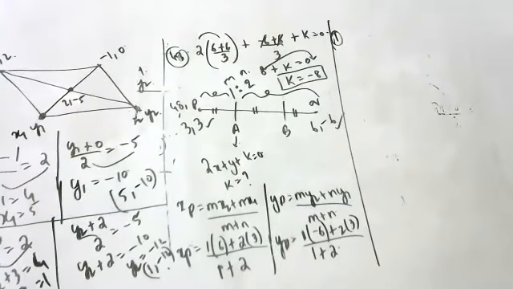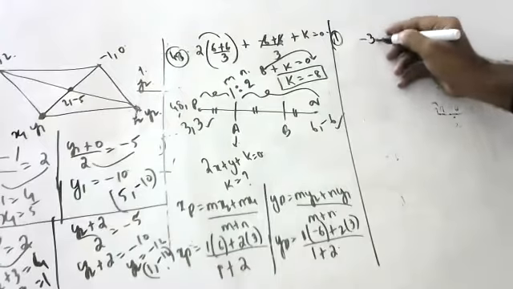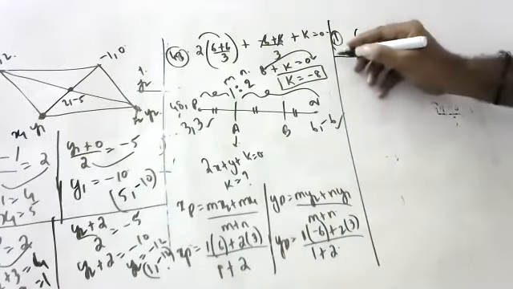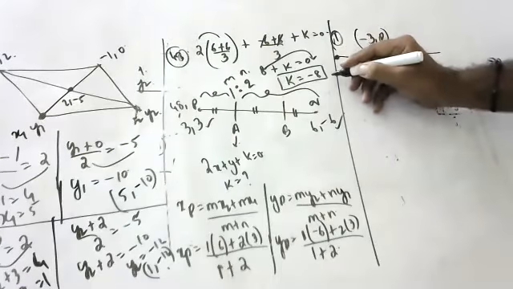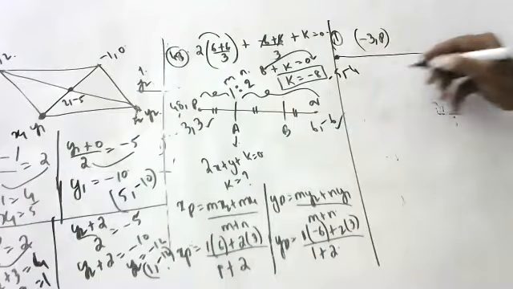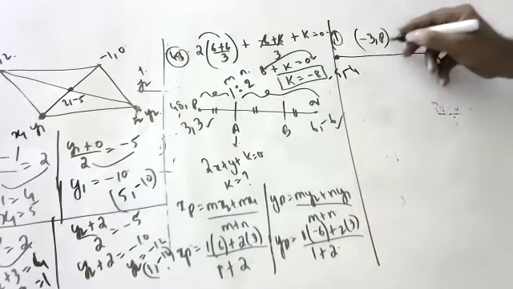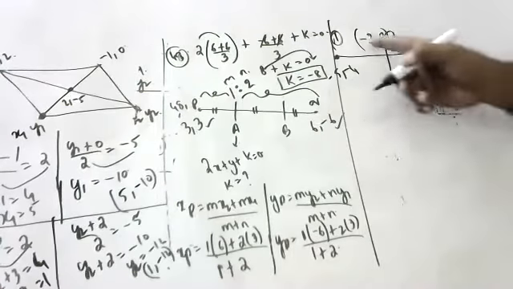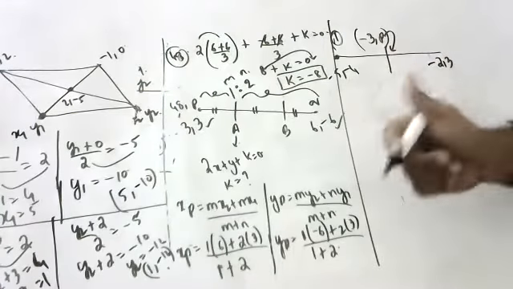Find the ratio in which minus 3 comma p divides the line segment joining the points minus 5 comma minus 4 and minus 2 comma 3. This is dividing in which ratio? Minus 3 comma p divides the line segment in what ratio?